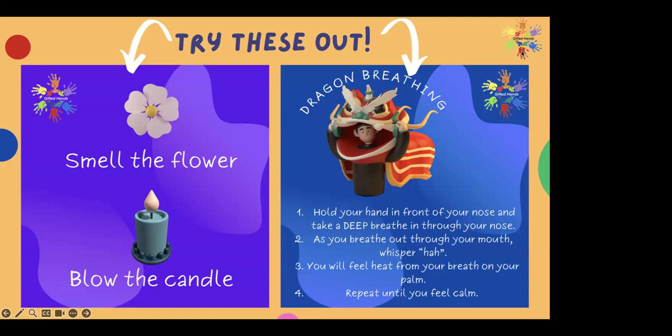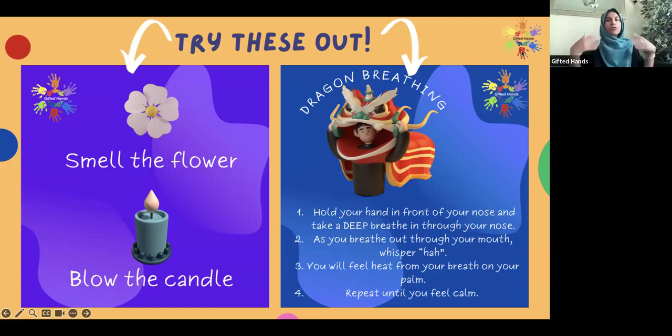Next, we have dragon breathing. Let's say children like dragons, or you can say dinosaur, whatever the child likes. So for example, if the child likes dragons, we'll use dragon breathing. Hold your hand in front of your nose and take a deep breath in through your nose. Show the child how he or she has to do it. As you breathe out through your mouth, whisper, ha.